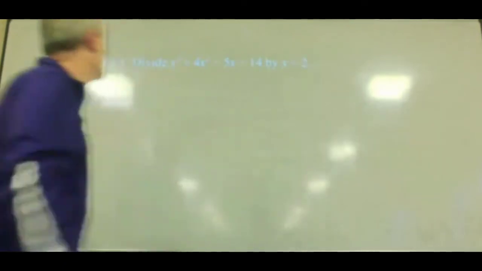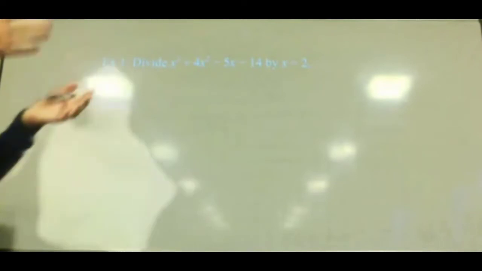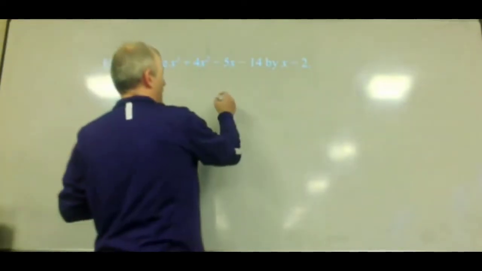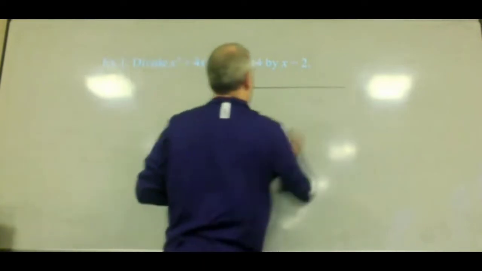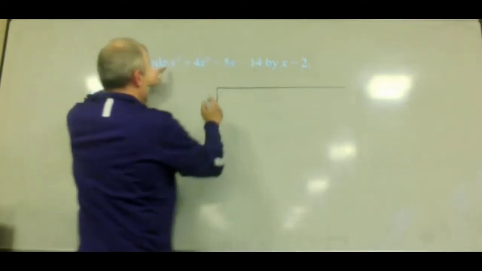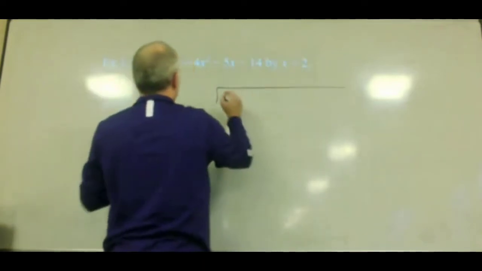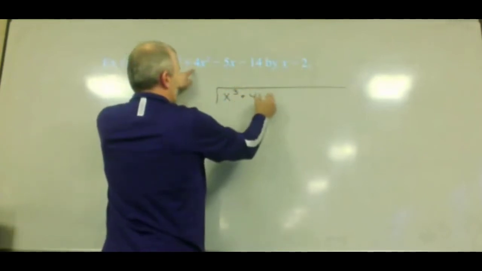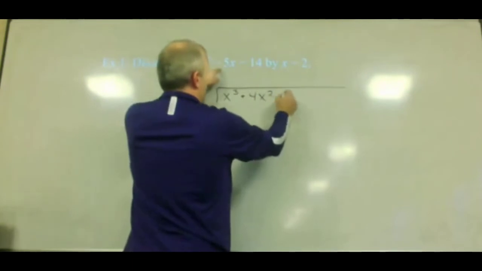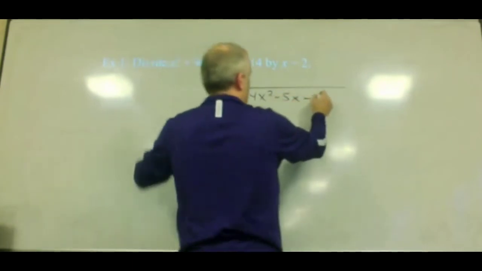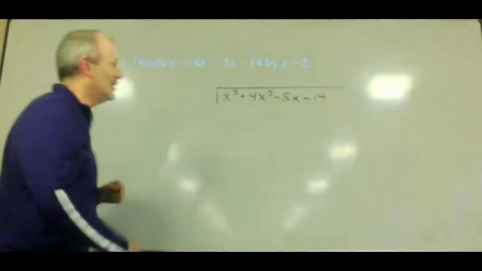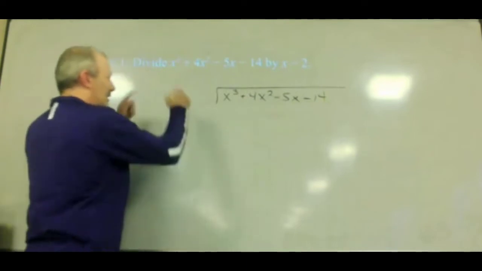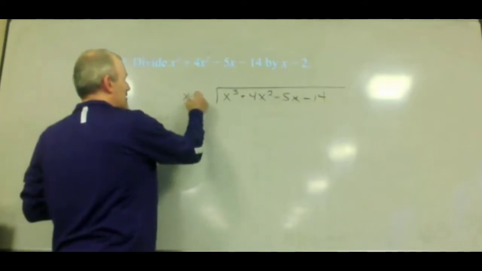All right. So now we're going to do something very similar, but with polynomials. So we're going to draw our division sign here. And we're putting this first thing inside because it's this divided by that. So x cubed plus 4x squared minus 5x minus 14. And I think that's on your papers, right? So hopefully we don't have any trouble with that. And then on the outside, we're going to put x minus 2.